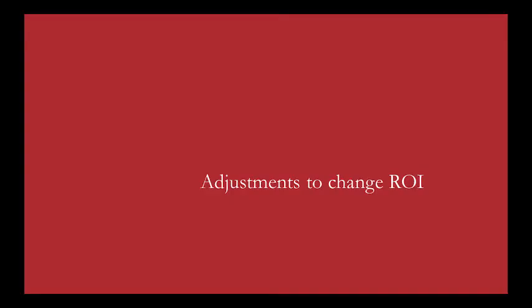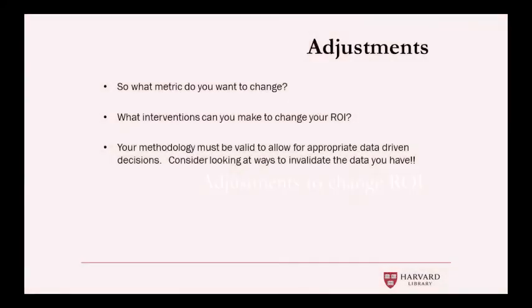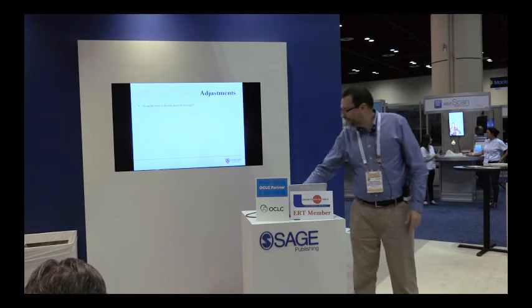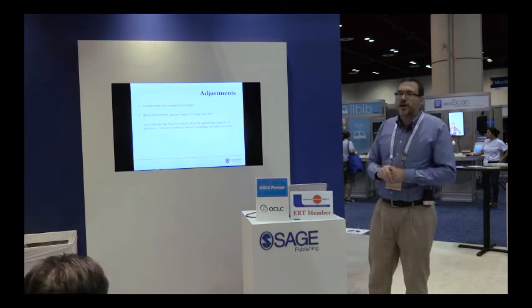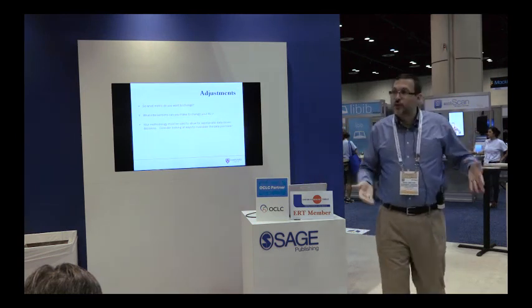So what kind of adjustments do you need to make to improve your return on investment? You have to determine what metric you actually want to change. You have to think about what interventions can actually cause a change in your return on investment. And your methodology that you're going to apply actually has to be valid enough that you can turn around and say, what we did is what made the change.